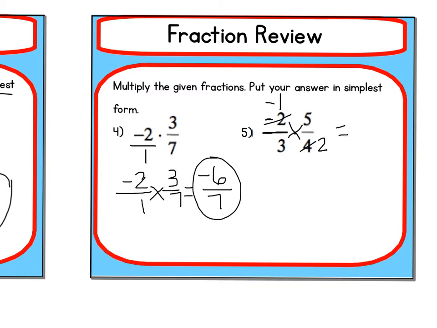So now I do top times top, negative 1 times 5 is negative 5, and bottom times bottom, 3 times 2 gives us a positive 6. My answer is in simplest form.